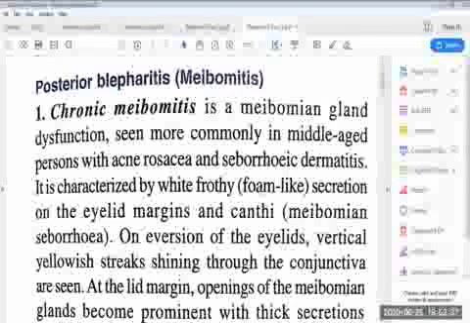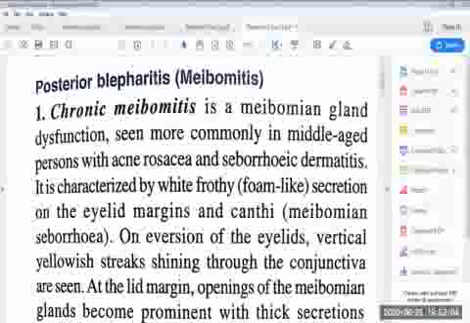Today we will discuss the clinical types of blepharitis. As we have discussed, blepharitis is a subacute or chronic inflammation of the lid margins. In the previous session, we discussed seborrheic or squamous blepharitis and the second type, ulcerative blepharitis. Today in this session, we will discuss the next type of blepharitis, which is posterior blepharitis or meibomitis.